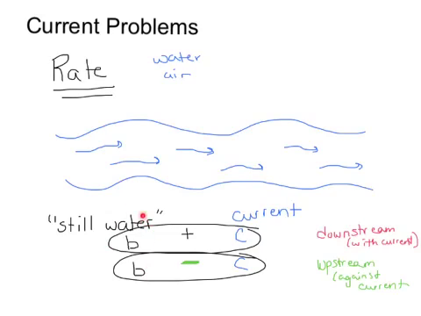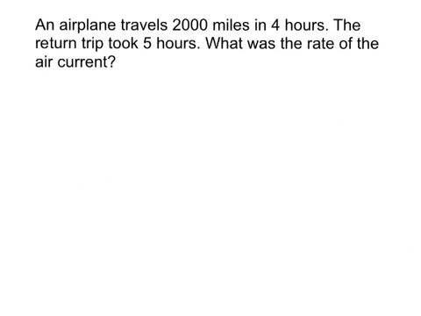The still water rate would be the actual potential of that object or that person to be able to travel. The current will either make it go faster or make it go slower based off that. So how does this apply?